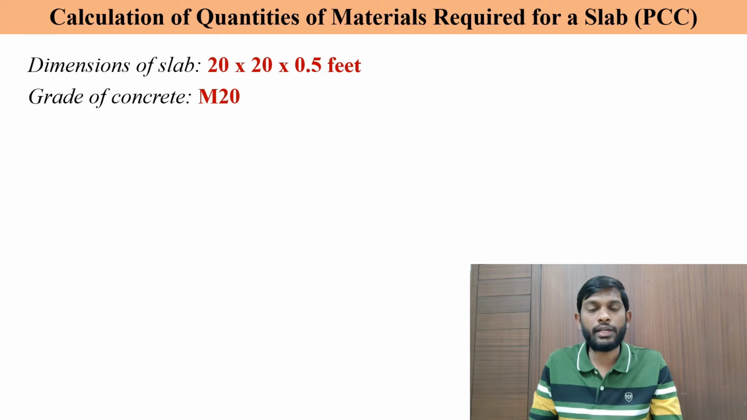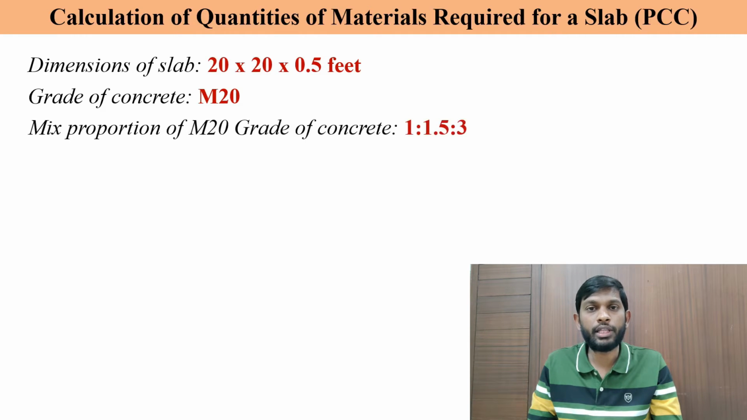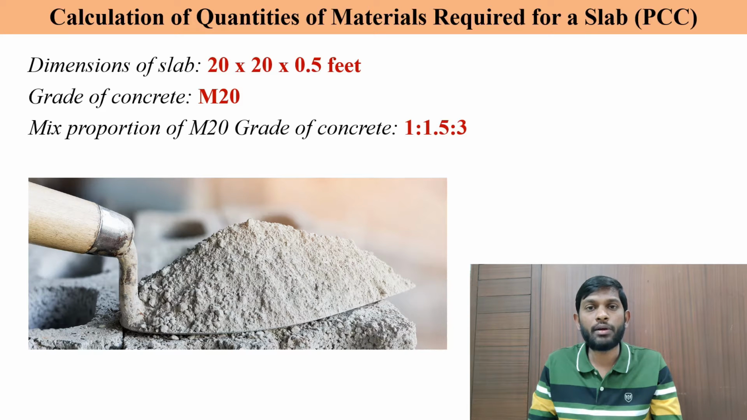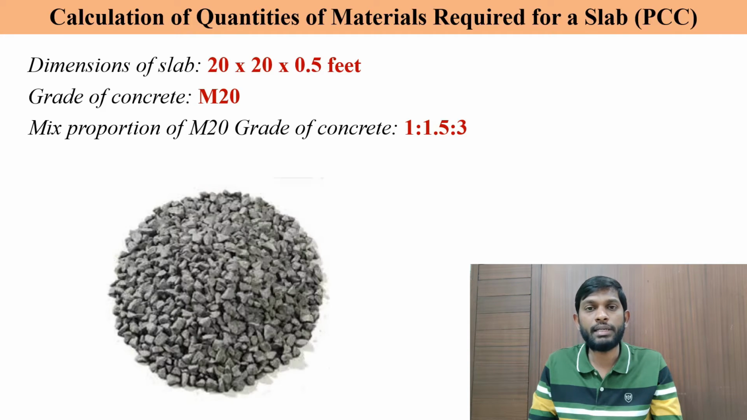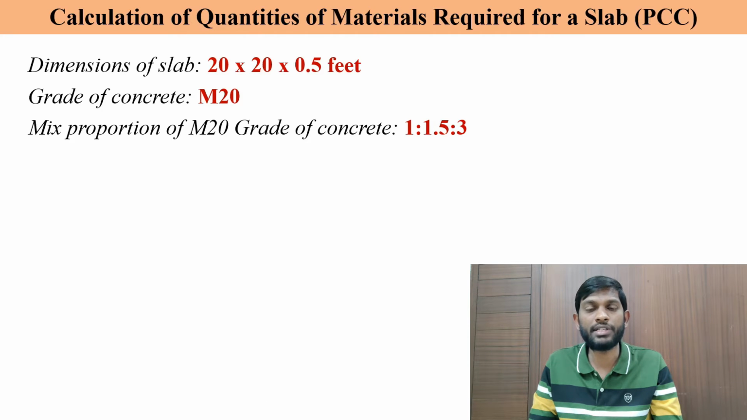So for a concrete of grade M20, the mix proportion is usually noted as 1:1.5:3. Here 1 represents 1 part of cement, 1.5 represents 1.5 parts of fine aggregate and 3 represents 3 parts of coarse aggregate. So here 1:1.5:3 represents the ratio of cement, fine aggregate and coarse aggregate.